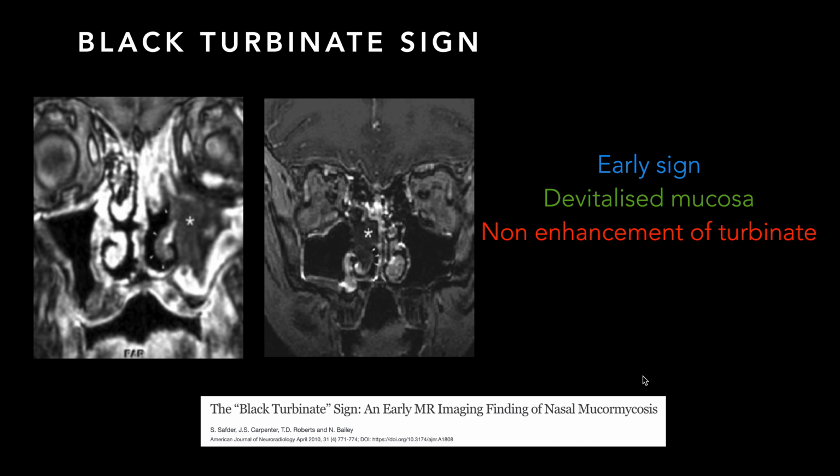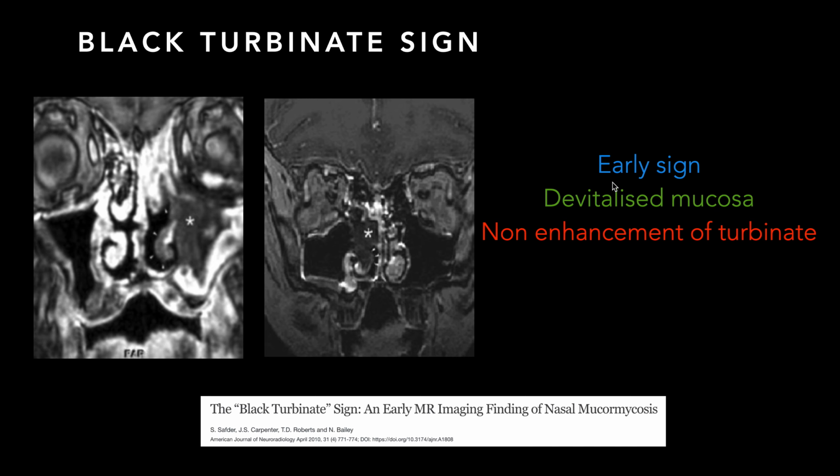And this is one of the classic imaging signs which I described, that is the black turbinate sign. That is, if you see here, the inferior turbinate is not enhancing, whereas the other turbinates are enhancing clearly on post contrast T1 fat sat images. And similarly, you can see the right middle and right inferior turbinate. These are two different cases. You can see again the black turbinate sign here. There is no enhancement of right middle and right inferior turbinates.